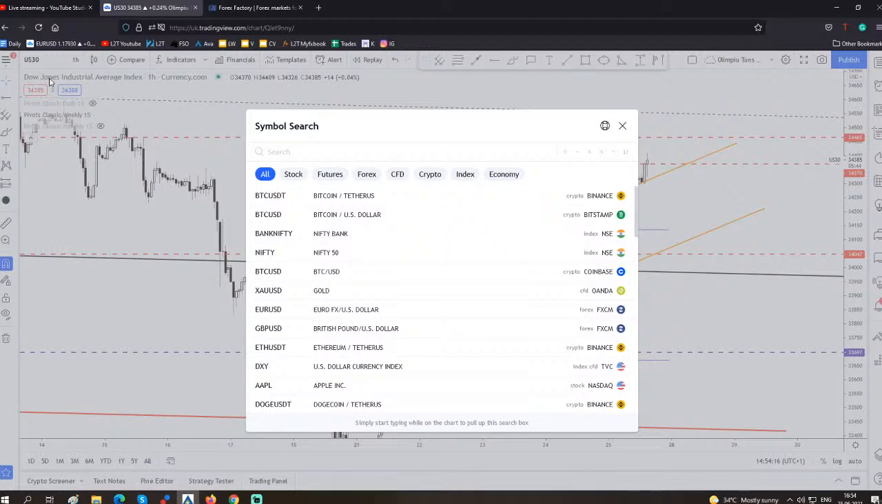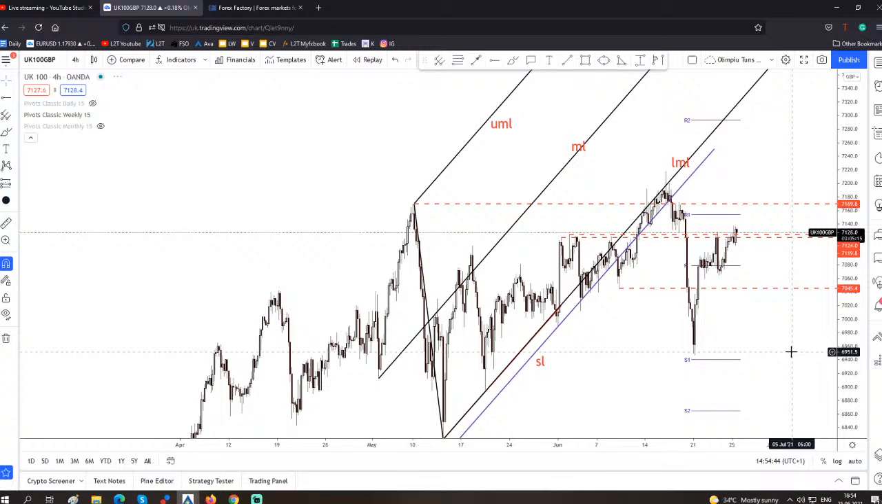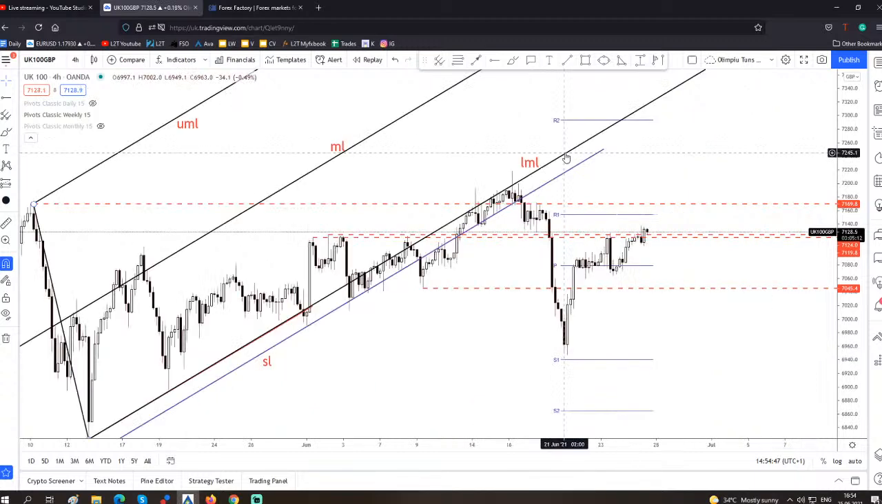UK 100, guys. We talked about the British pound versus the Japanese yen, but I will take a look again. So UK 100, it has resumed its growth here. Right now we don't have something really good here on this one, because I don't like this, I don't know, something like a sideways movement here.